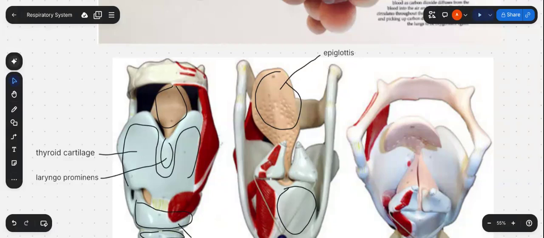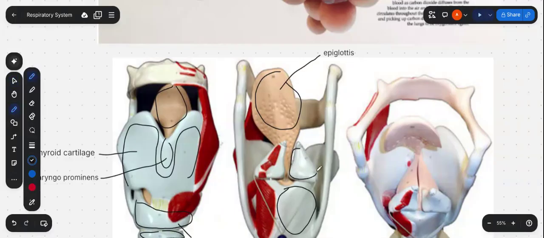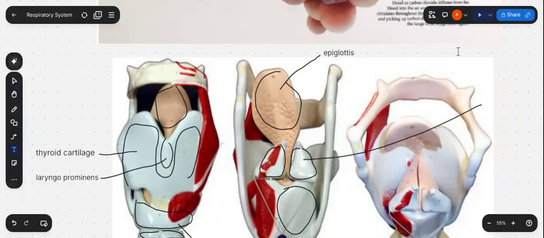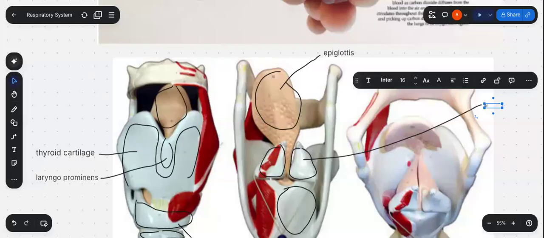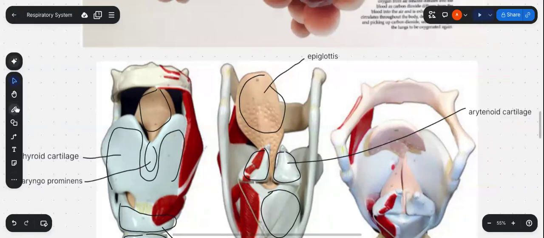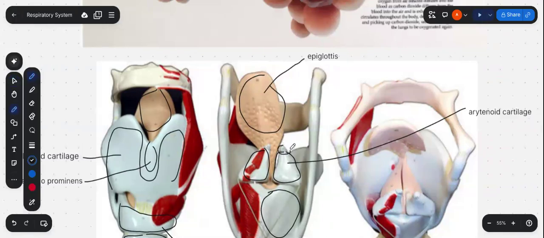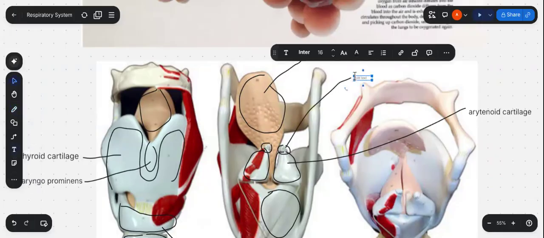We also have arytenoid cartilage. So the arytenoid cartilage is going to be on the posterior side, and it's over here, kind of like the big chunk where you see almost these Hershey looking structures, and that is arytenoid cartilage. At the very top of that, you are going to see these little horns, and they are separate from the arytenoid cartilage. These little dots or horns at the very top, that is known as your corniculate cartilage.